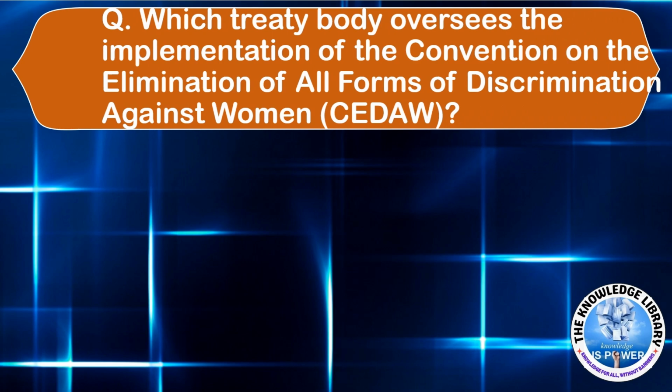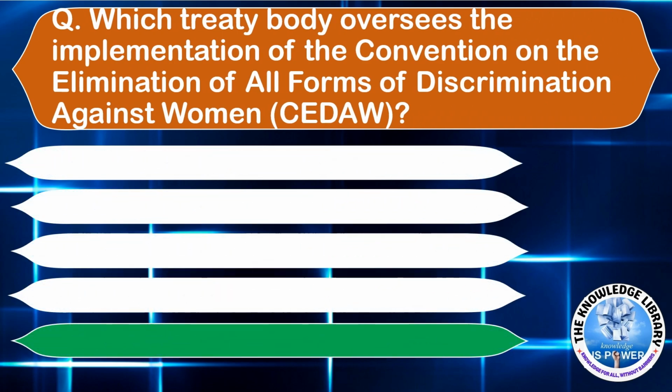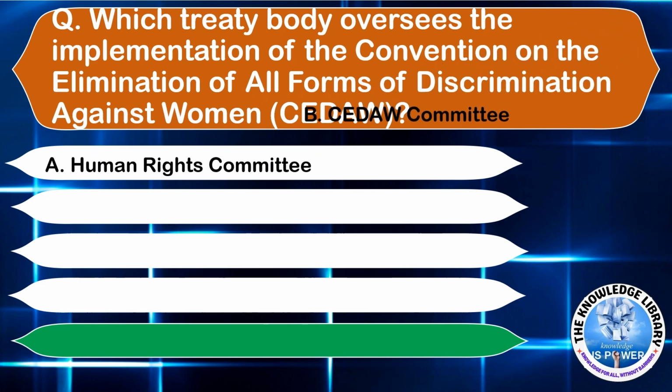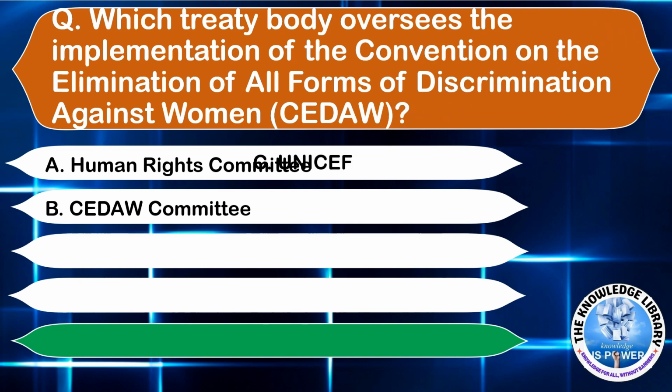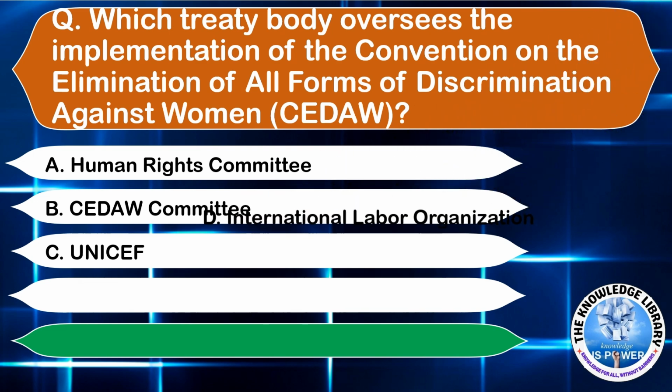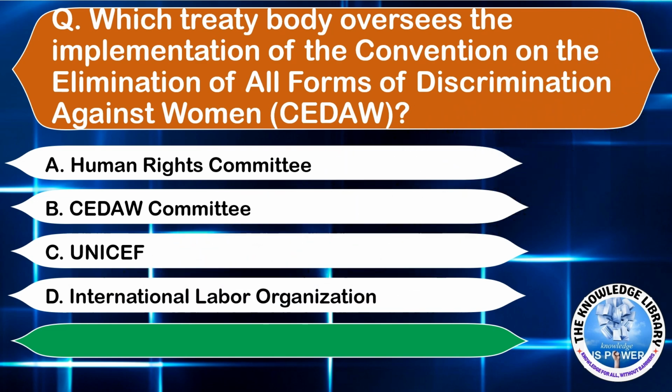Next question is, which treaty body oversees the implementation of the Convention on the Elimination of All Forms of Discrimination Against Women? Option A, Human Rights Committee. Option B, CEDAW Committee. Option C, UNICEF. Option D, International Labour Organization. Answer is option B, CEDAW Committee.